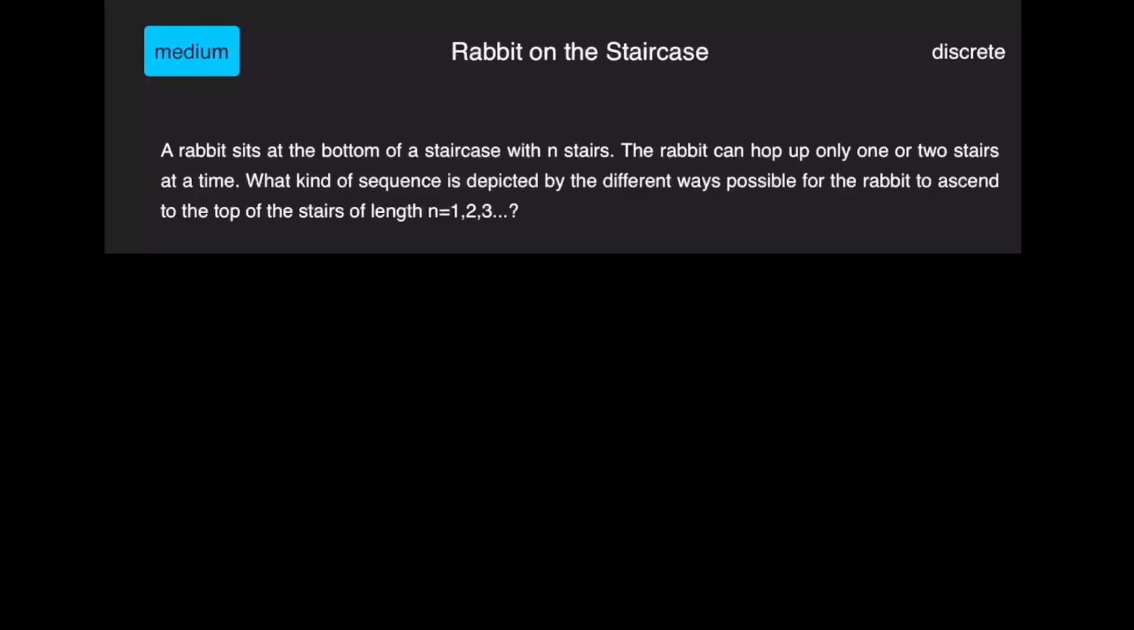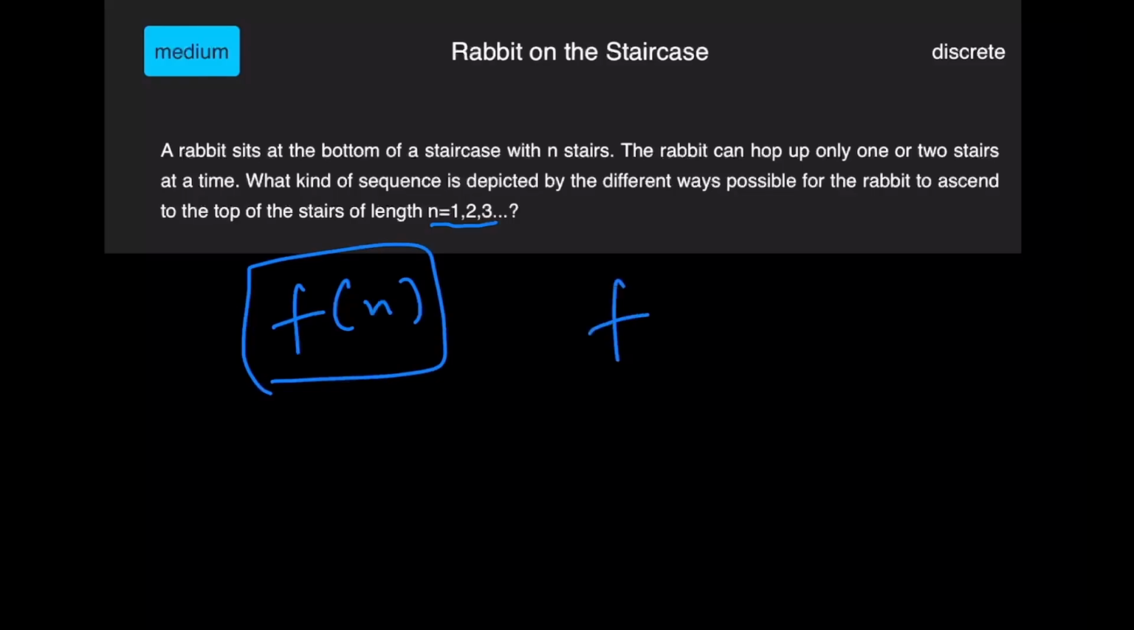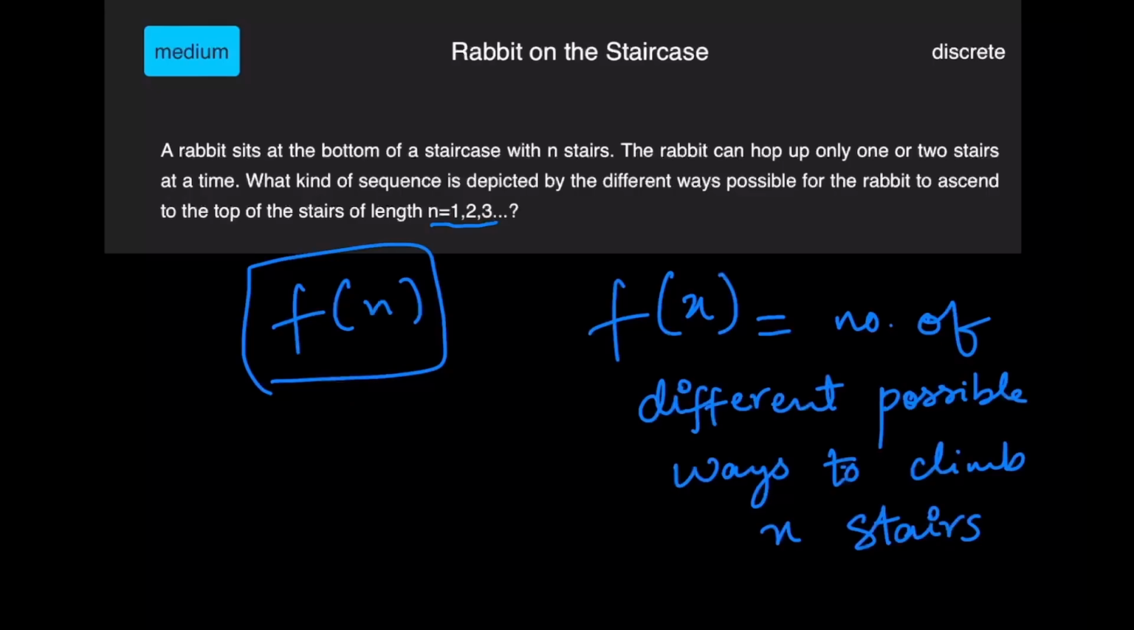Basically, we need to find a function, say f of n, for variables n equal to 1, 2, 3, and so on. Basically, for whole numbers. So we need to find a function f of n, which is defined for whole numbers, where f of, let's say, a value x, so x is one of those integers, f of x is equal to all the different possible ways to climb x stairs. So let me just write that out once. So yeah, there you go.